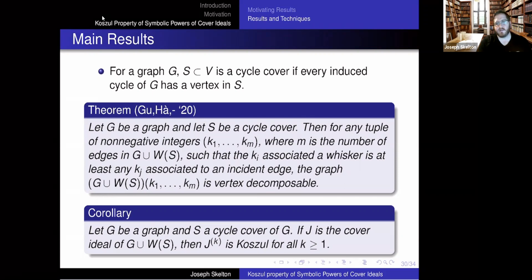If you do that, you can have them all be equal, and the corollary gives you that the cover ideal, all symbolic powers of the cover ideal, are Koszul. Just like we wanted from the very beginning.